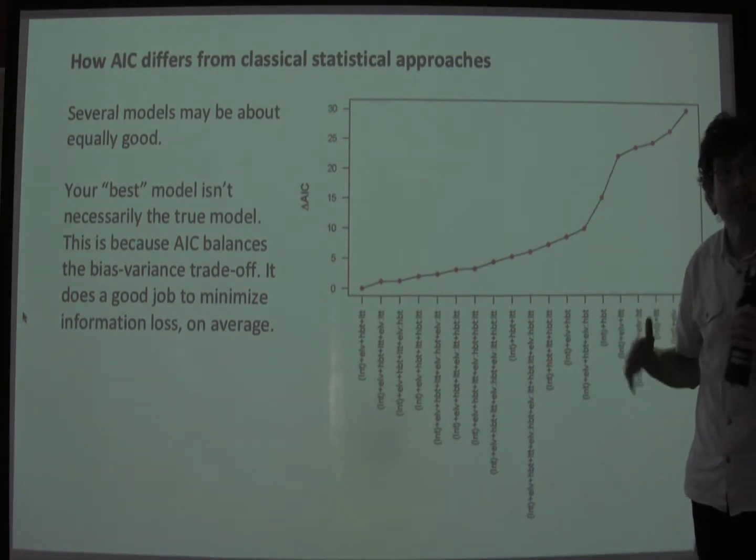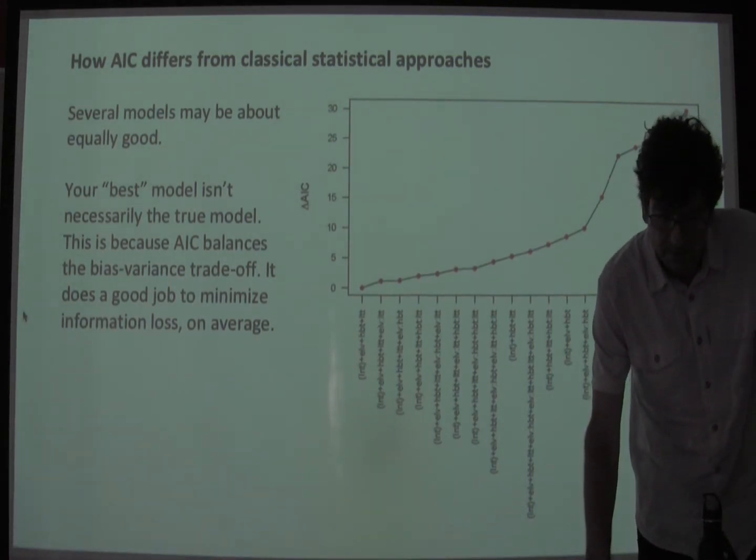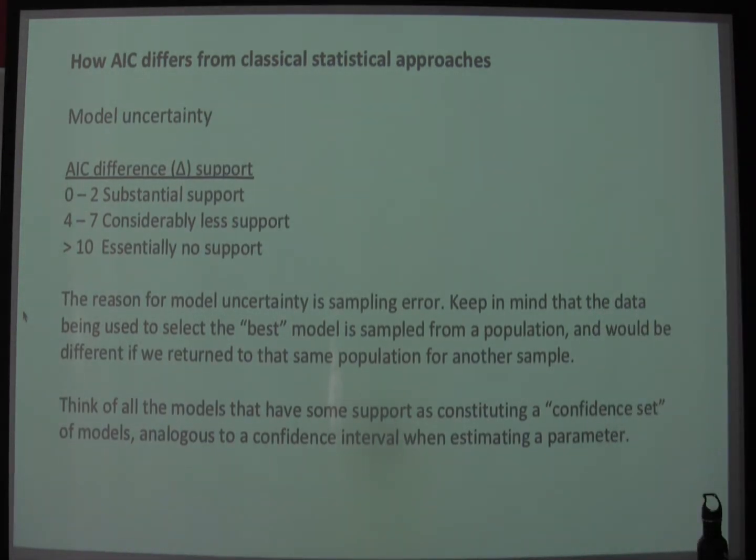But it does a pretty good job. It balances this bias-variance trade-off of the two quantities that make predictions worse. And we've incorporated model uncertainty, not just coefficient uncertainty. We admit that we don't actually know what the model is, but we have an idea that the most plausible set is this one here.